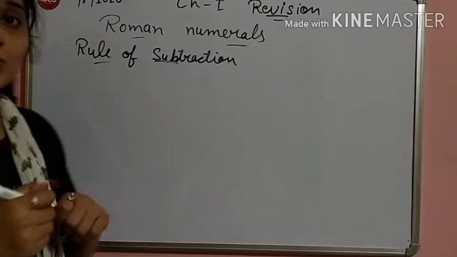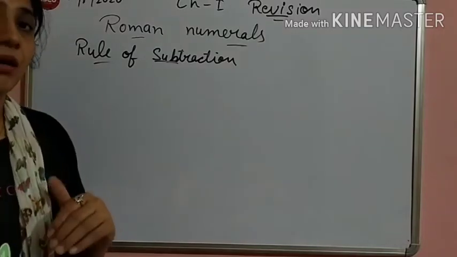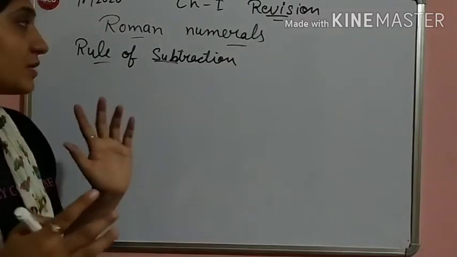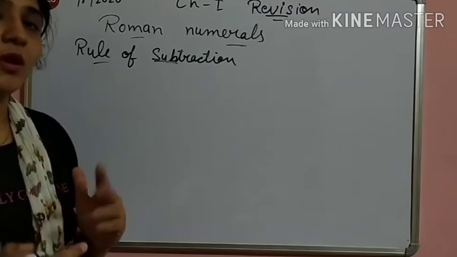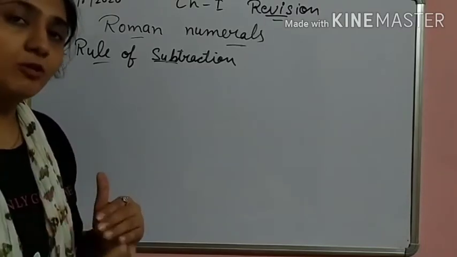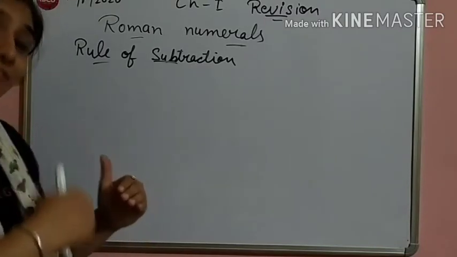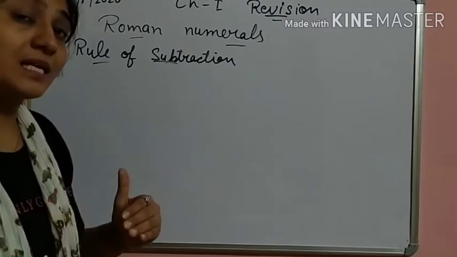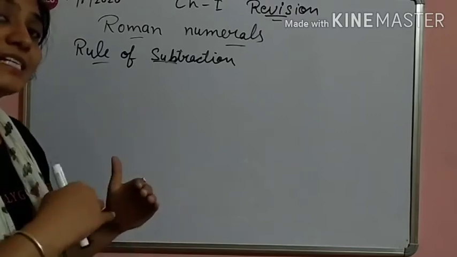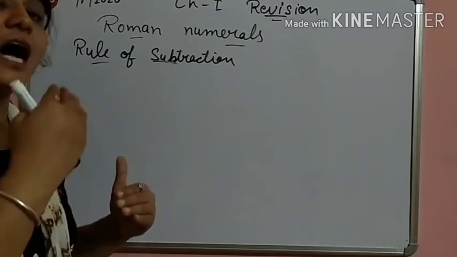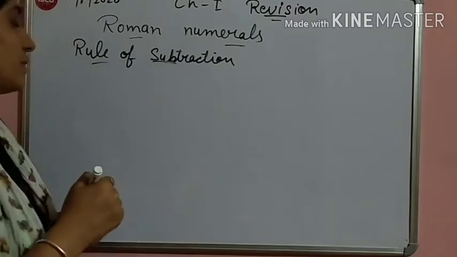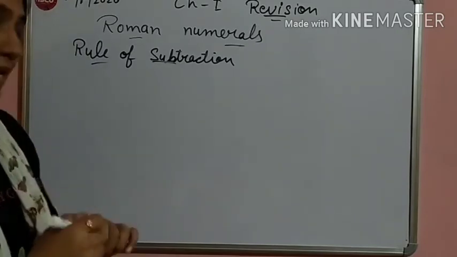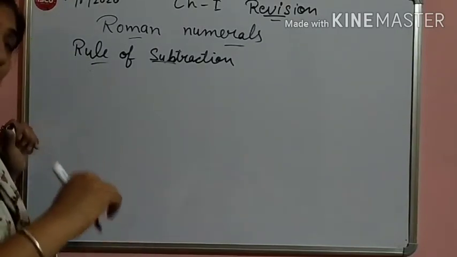Now see the next rule, the rule of subtraction. What is it? According to this rule, when the smaller value symbol is placed to the left side of the higher value symbol, then we have to subtract the smaller value from the higher value.